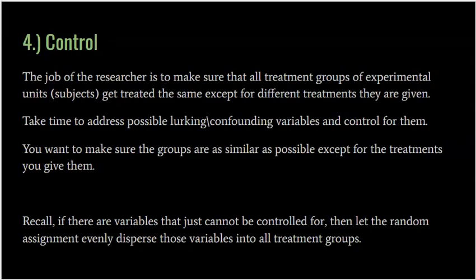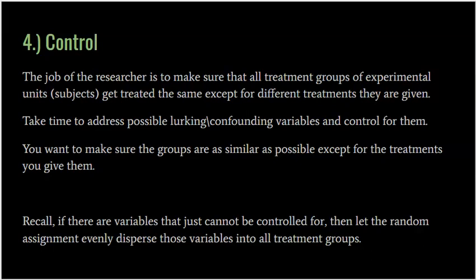All right, finally, control. This is a big one. It's the job of the researcher to make sure that all treatment groups of experimental units or subjects get treated the same, except for the different treatments they are given. Take time to address all possible lurking confounding variables and control for them.